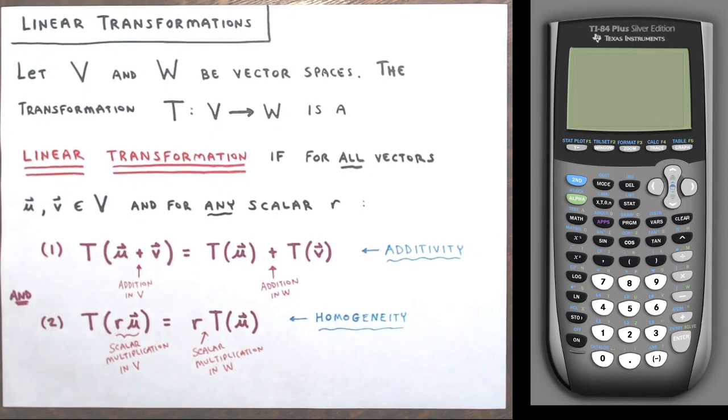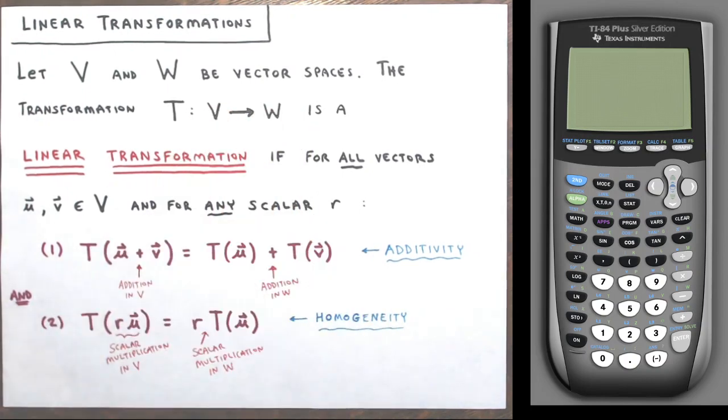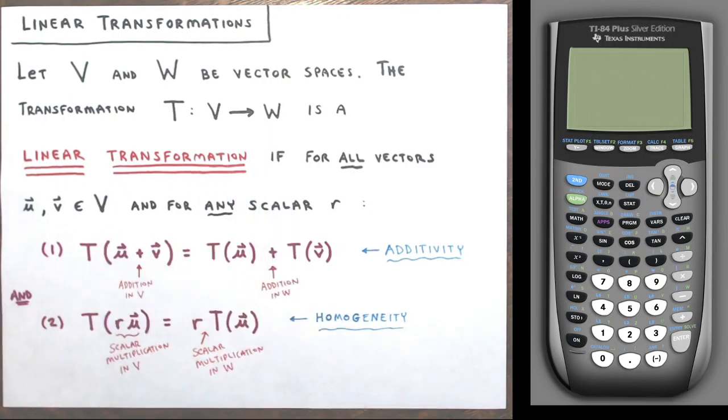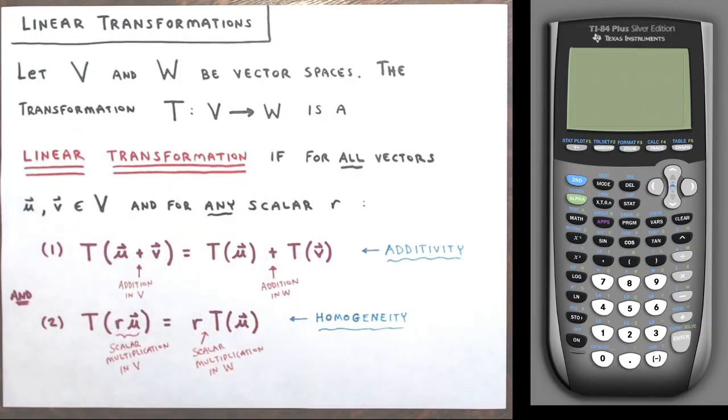Just be careful. Sometimes your vector spaces may be totally different looking vector spaces, so the way vector addition is defined in V may not be exactly the same way vector addition is defined in W. And the same thing goes for scalar multiplication in V and in W. Just pay attention to what vectors I'm performing operations on. Are they from V, or are the vectors I'm performing operations on from W? Are they from the domain, or are they from the codomain? So just pay attention to that.